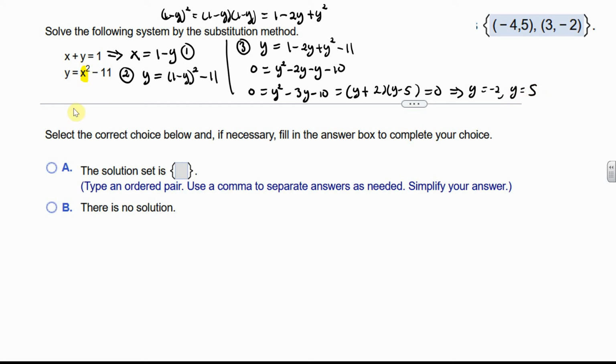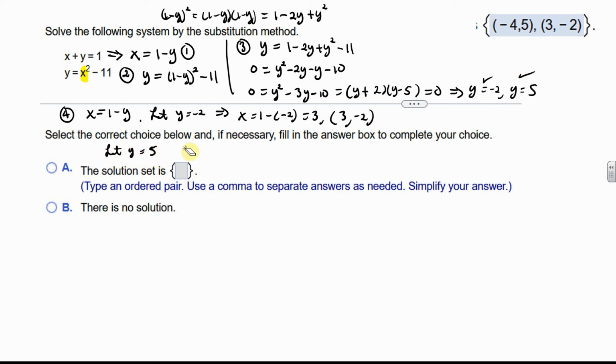Check this out. Step number 4 says go back to step number 1. In step number 1, I had x equal to 1 minus y. So here, let y equal negative 2. This implies that x is equal to 1 minus a negative 2. That becomes 1 plus 2, that's 3. So the point that I have here is 3, remember x goes first, comma, negative 2. That's one of them. Notice I get two values for y. So also let y equal 5. This implies that x is equal to 1 minus 5, I get negative 4. So the point here is negative 4, comma 5. And you'll put those points here in my math lab.